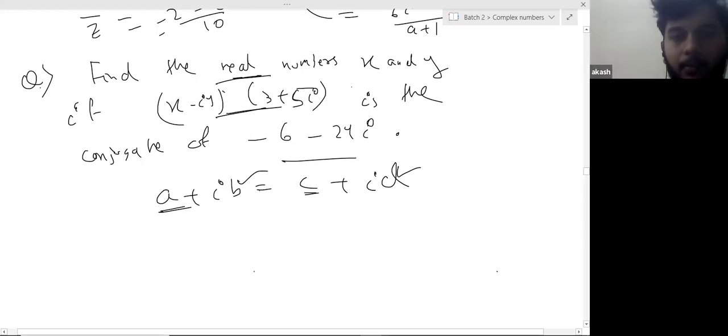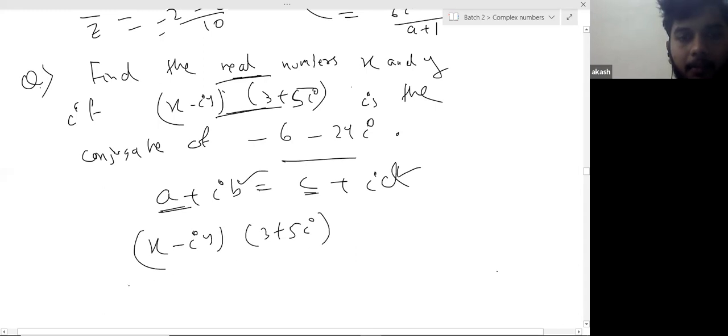All right, let's see how to solve this. Okay, Natisha, first let's multiply x minus iy into 3 plus 5i. So this is 3x plus 5xi minus 3yi minus 5yi square.